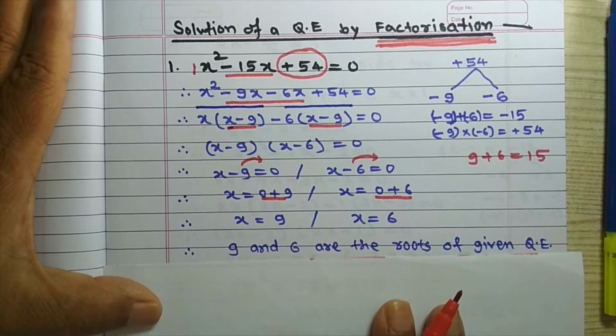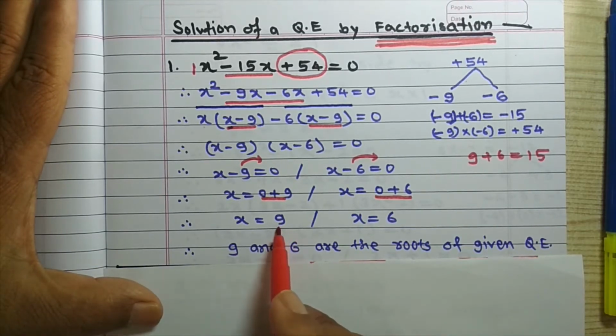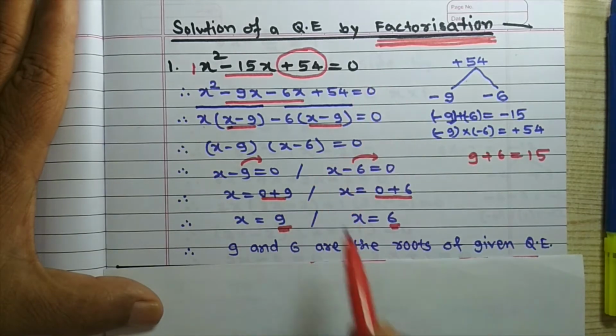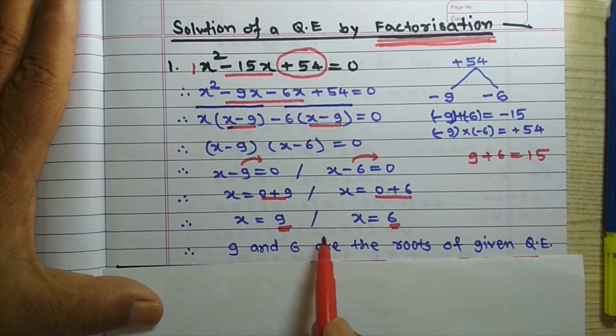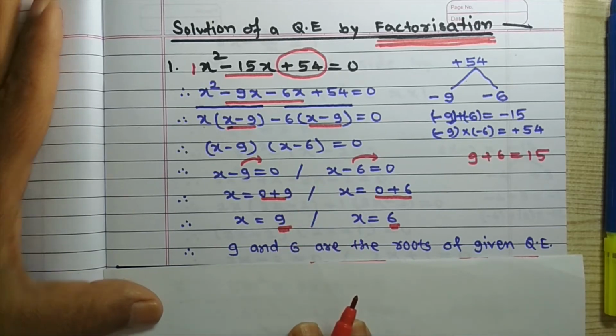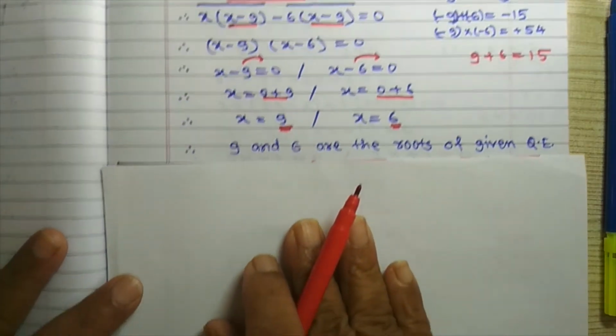Therefore, we write finally 9 and 6. This 9 and this 6 are the roots of the given quadratic equation. This is the final answer. For this quadratic equation, these two are the roots. Another example we have to see here.